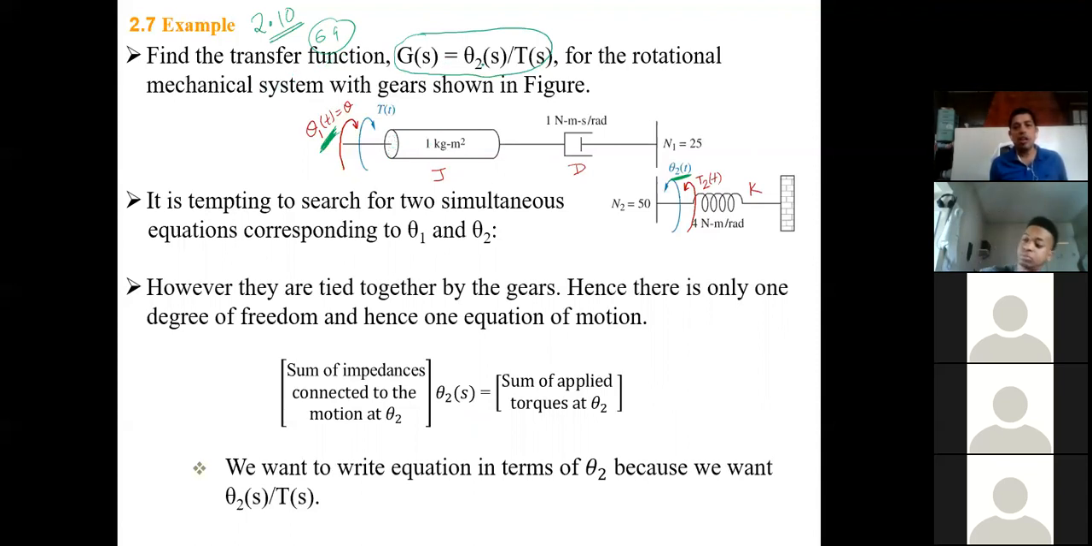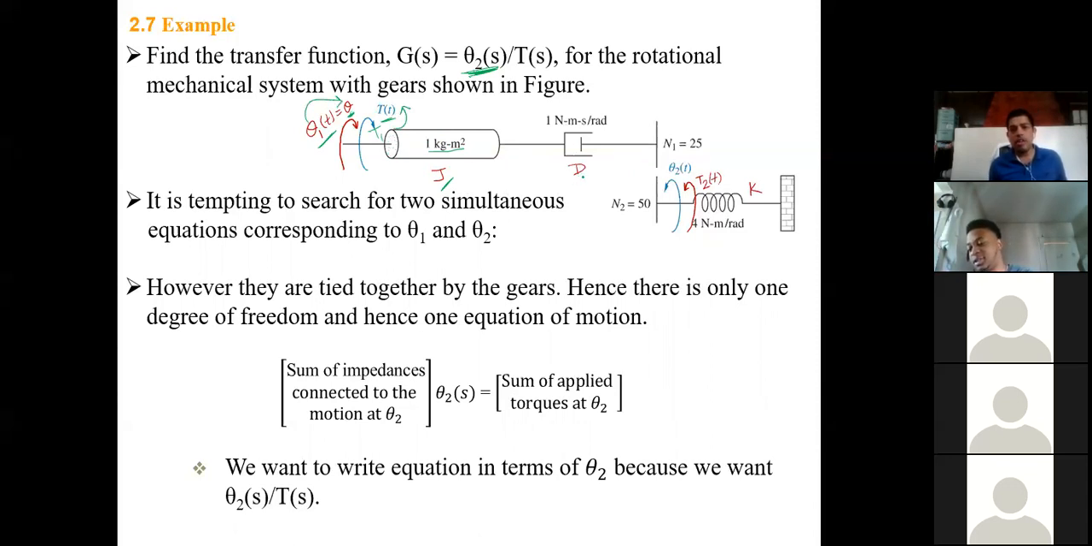So we need to find theta 2 over T, theta 2. Keep that in mind. Now, let me see what we have in the picture here. You have the inertia of 1 kilogram meter square, which I call simply J. And this is rotated with the torque T. During the rotation, you have theta 1, which I call theta simply because I want to match the notation here. So T1 is T, theta 1 is theta. That's what I'm trying to match.